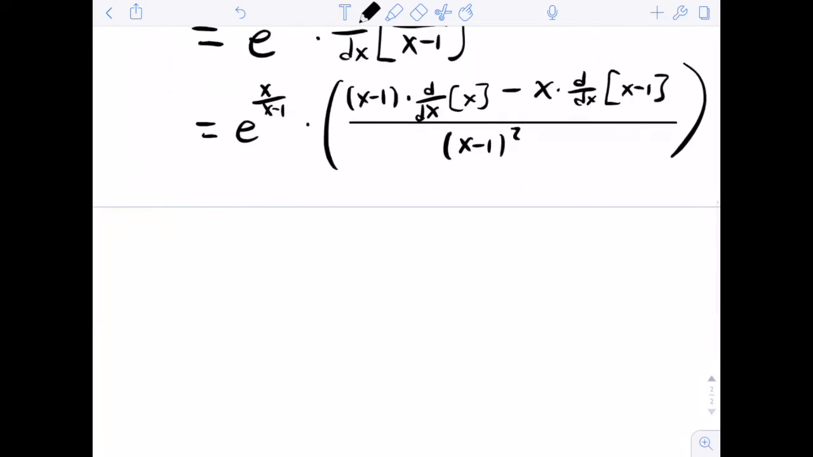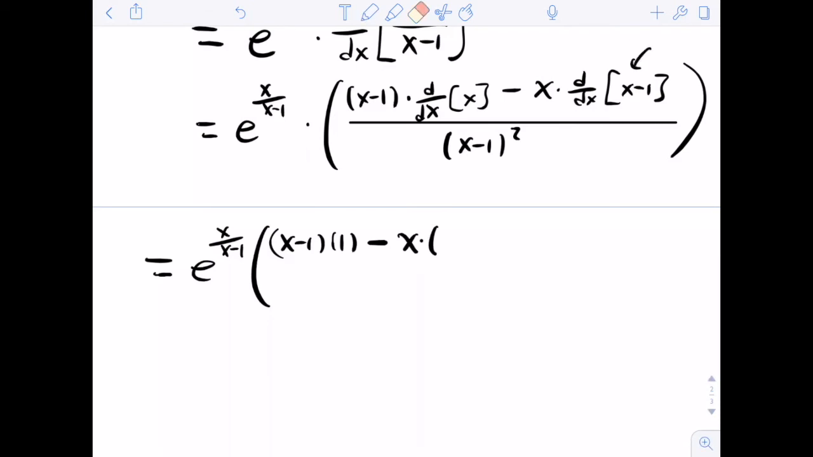Okay, so we can simplify this a little bit, right? So we've got x minus 1. The derivative of x with respect to x is just 1, so there's a 1 there. Then we've got minus x times, and the derivative of x minus 1 is still 1. Right, so we've got 1. And then everything on the bottom stays the same.